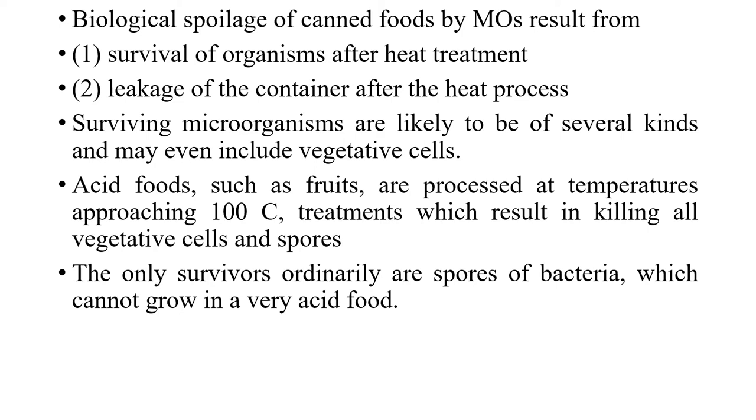Usually the survivors among the microorganisms are of several kinds and may even include some vegetative cells. Acid foods like fruits are usually processed at a temperature of about 100 degrees Celsius, a treatment which kills almost all vegetative cells and spores. Usually the only survivors are the spores of bacteria, which can survive the high temperature but cannot grow in very acid foods.